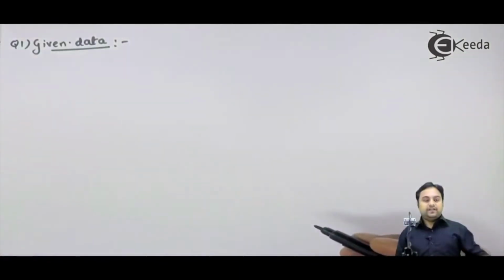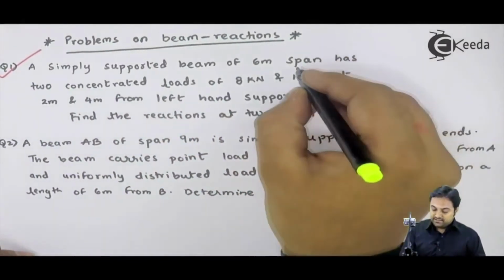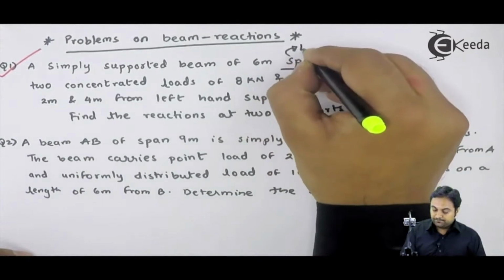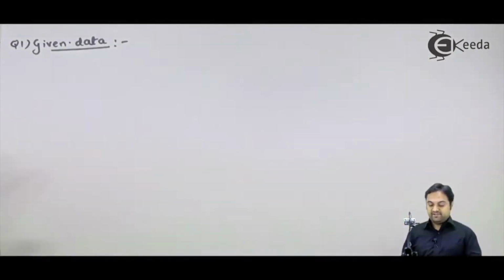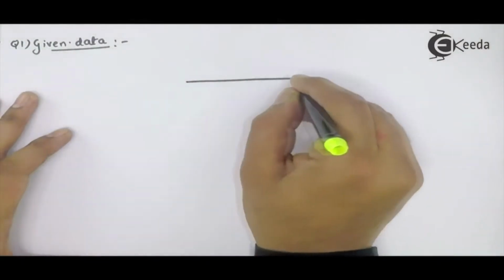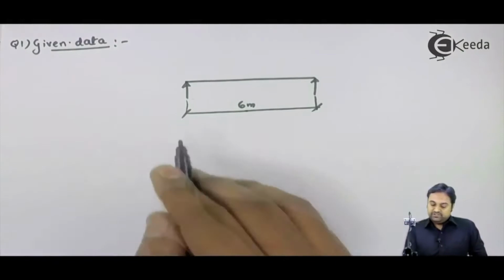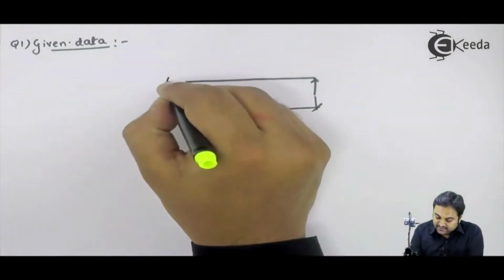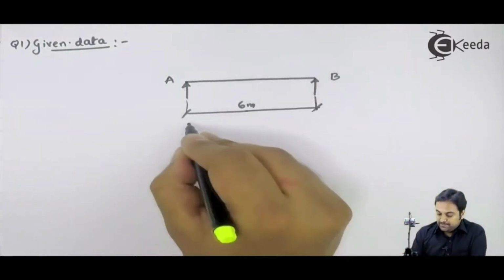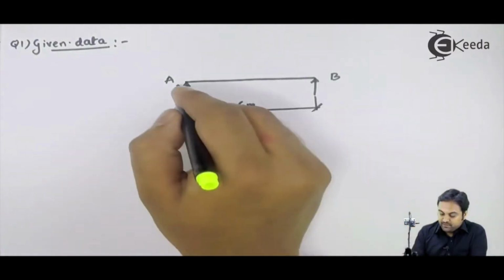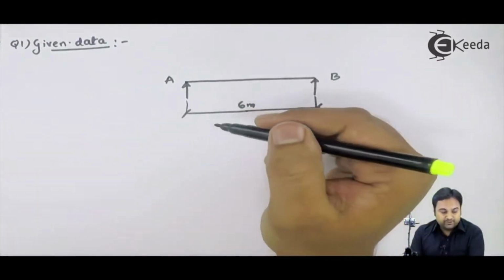It is given that here we have a simply supported beam of 6 meter span. Span means the length of the beam, so it is 6 meter length. If I can draw the diagram for you all, here I have a beam. This is called a simply supported beam. I'll say that at point A and at point B the beam is supported, whose span, or you can say length, is 6 meter. It is supported at its extreme ends, so that is why it is called a simply supported beam.